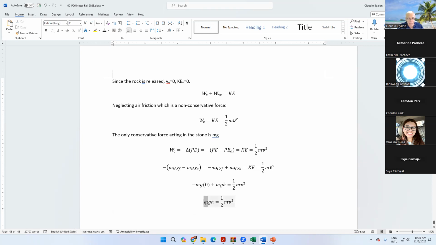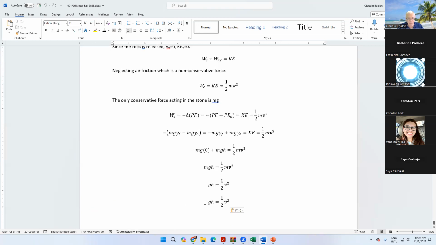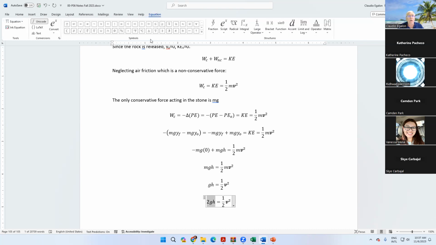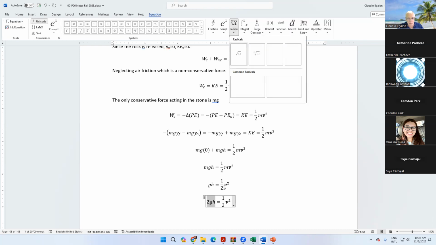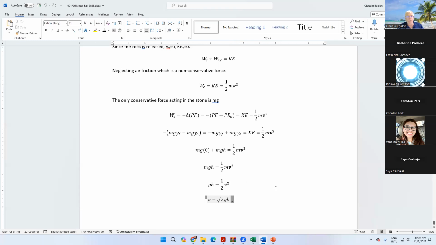Oh, by the way, m cancels out. See that? So it doesn't depend on the mass of the particle, even though I didn't give you the mass. Notice that I didn't mention the value of the mass. We get 2gh, and I can have the square root right here. That's my final velocity. You'll get the same result if you were to use the kinematics equations.